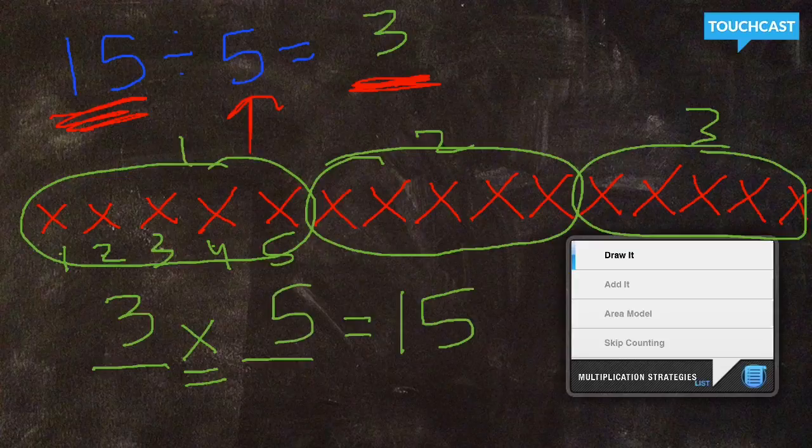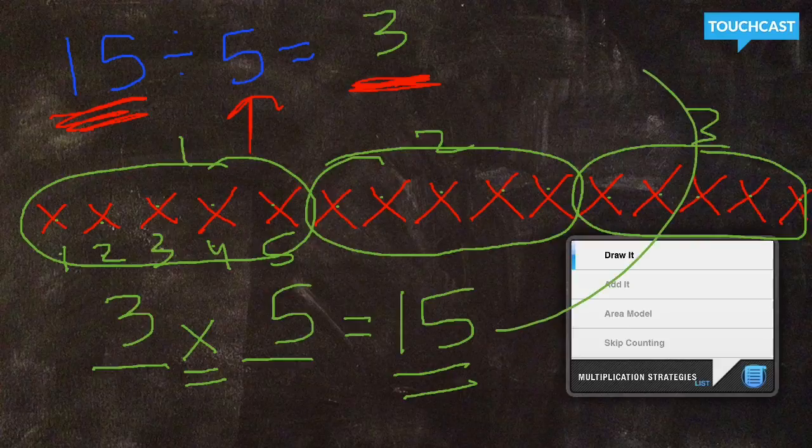So there's 3 groups of 5 with a total of 1, 2, 3, 4, 5, 6, 7, 8, 9, 10, 11, 12, 13, 14, 15. So 3 times 5 is the same as 15 divided by 5 equals 3. It's really important to understand the relationship between multiplication and division.